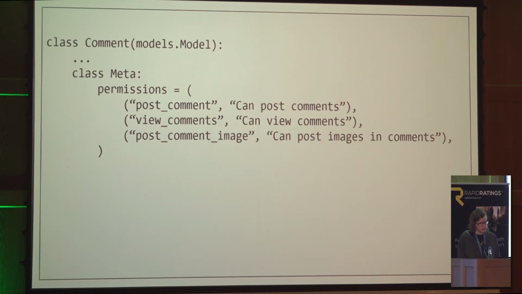So you can also create your own custom permissions for a model. All you need to do is add them to the meta class of your model. Here, each permission is just a tuple where the first string is the name of the permission and the second string is a description of the permission. And these will also show up in the Django admin when you create them here.